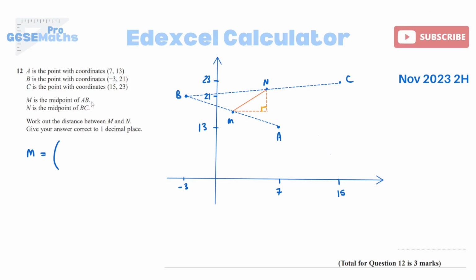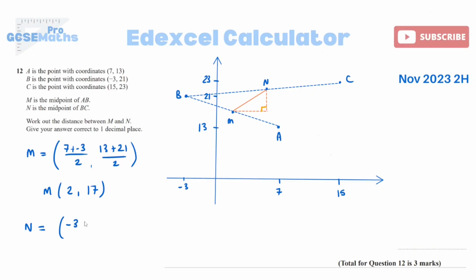So for M, that's the midpoint of A to B. For x, you've got 7 plus minus 3 over 2. And for y, you've got 13 plus 21 over 2. And then you would just work those out. You can use a calculator if you want, but you can also do it without. So x would be 2 and y would be 17. So that's M.